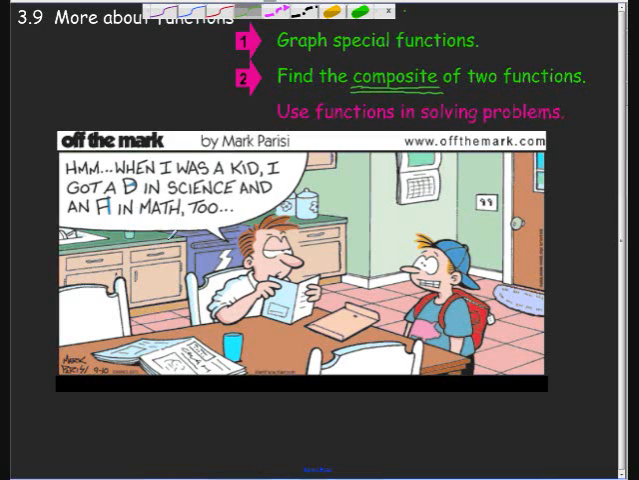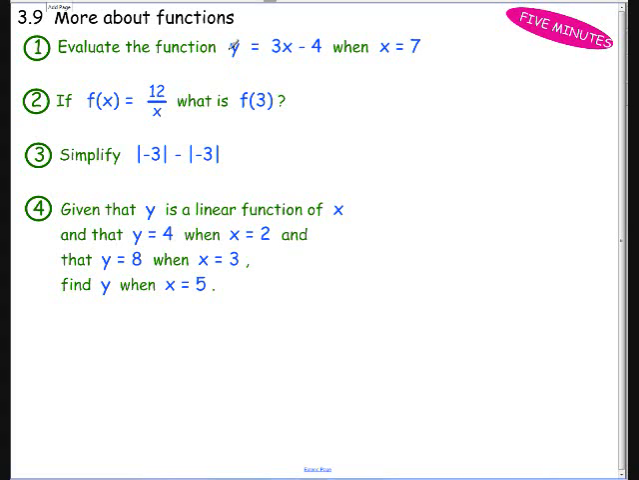When I was a kid, I got a B in science and an A in math too. Dad seems to remember those temptations. It's a little different today, isn't it, with electronic delivery.